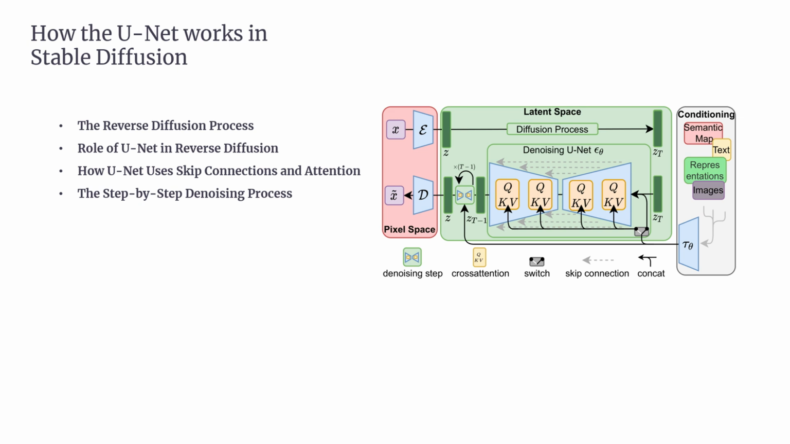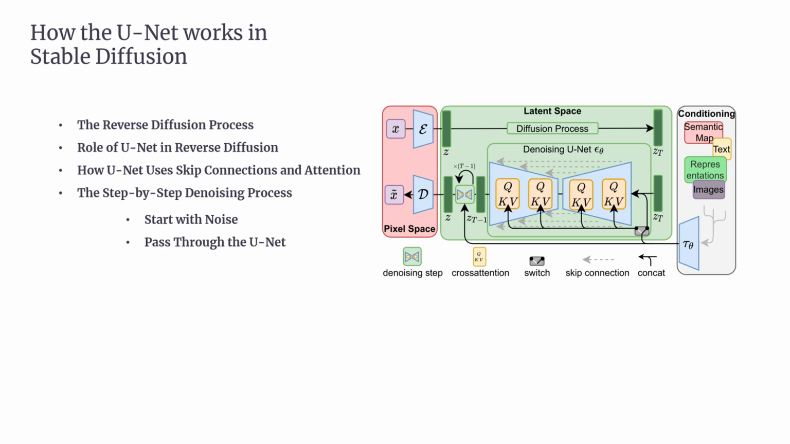The fourth, the step-by-step denoising process. Let's break down how the denoising happens, step by step. 1. Start with noise. The process begins with random noise, latent noise. The goal is to reverse the noising process and bring the image closer to something clean. 2. Pass through the U-net. The noisy image is passed through the U-net. At each step, the U-net predicts what noise was added during the forward diffusion process, based on the current noisy image and the text prompt.